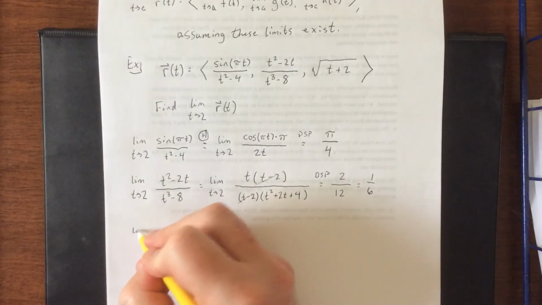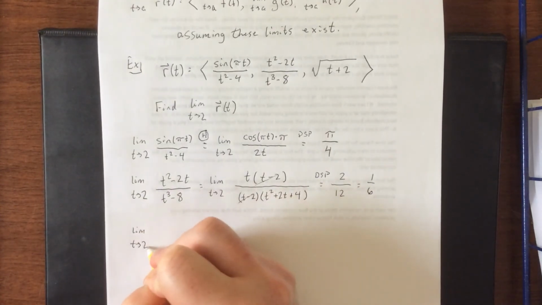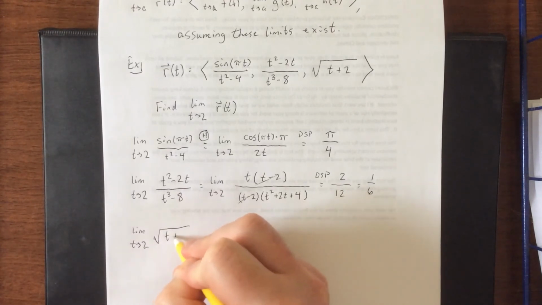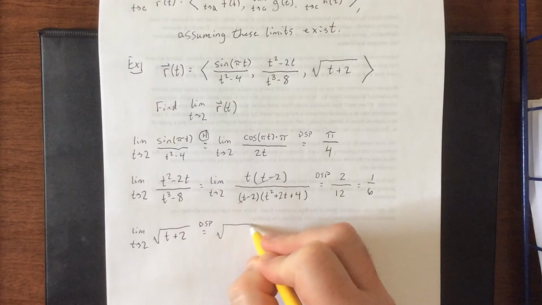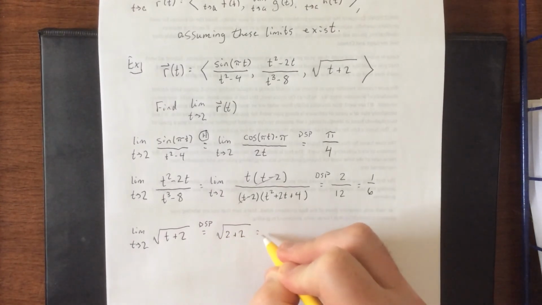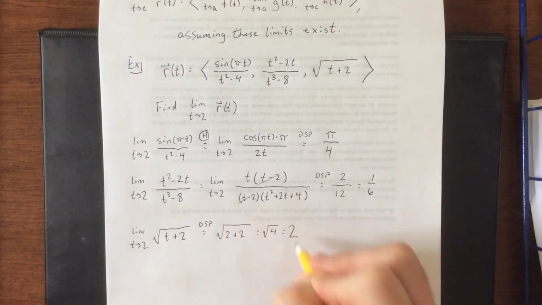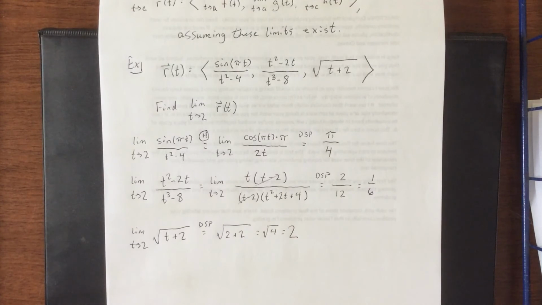And finally, for our third component, don't say I never did anything nice for you. We plug in t equals 2, we get 2 plus 2 under the radical, which is the square root of 4. Square root of 4 would be equal to 2.